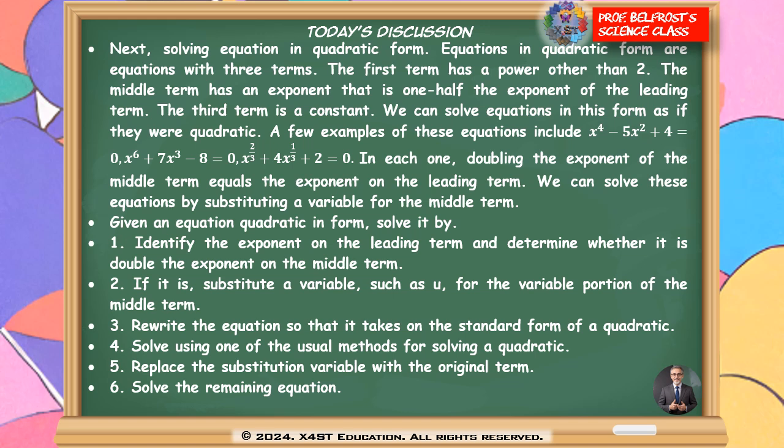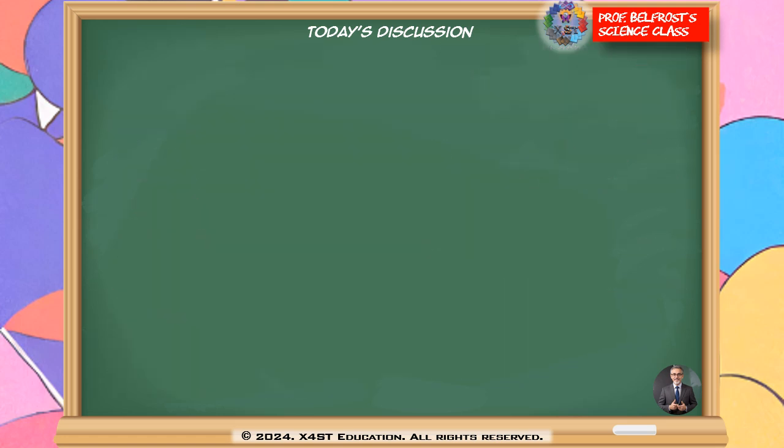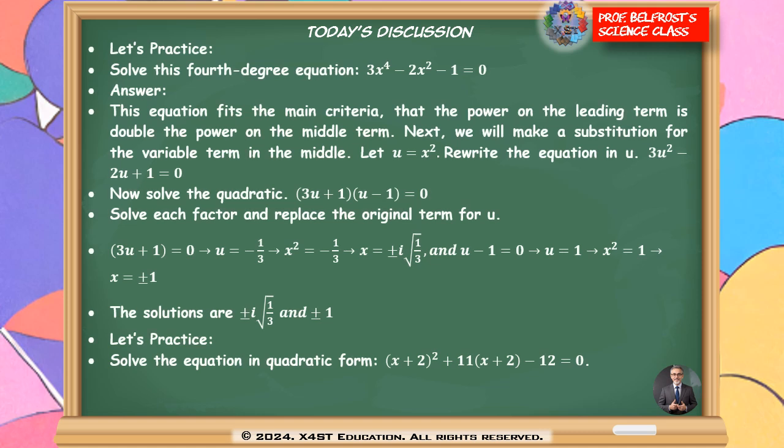A few examples. So there are 6 steps that you need to follow when you want to solve this kind of equation. I'll narrate them one by one, so you need to evaluate it by yourself. You'll just see how to solve it by example. So here is a fourth degree equation you need to solve.